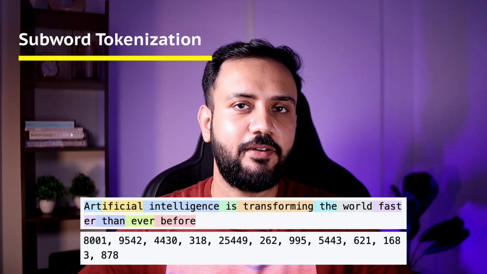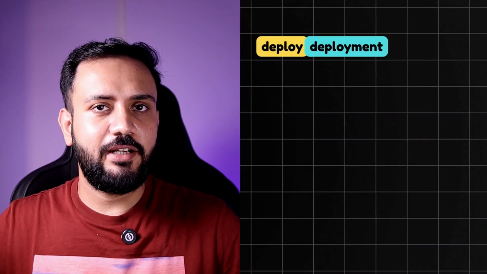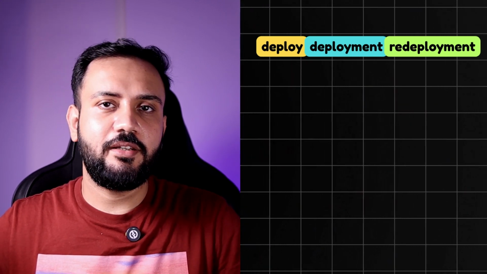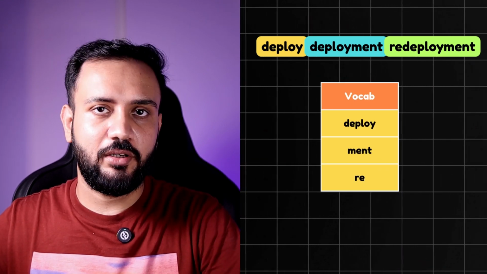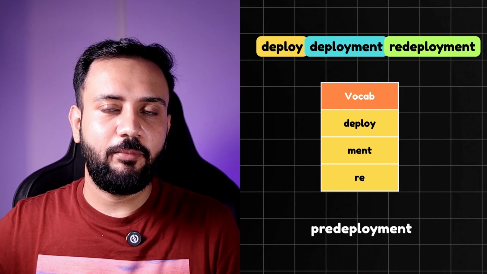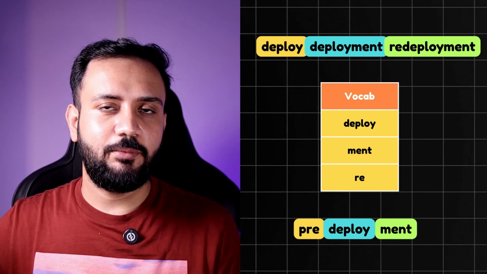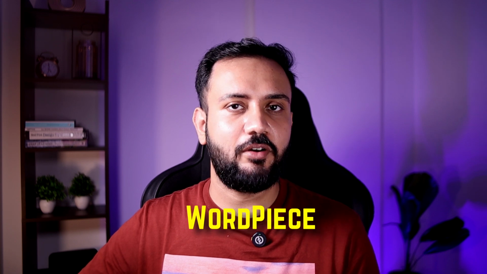They use something called subword tokenization. And the idea is simple. The frequent patterns stay together and the rare patterns get split. Let me show you this with an example. Let's take these three words: deploy, deployment, and redeployment. Instead of storing each word separately in the vocabulary, the tokenizer learns reusable building blocks. Deploy is one token, ment is another token, and re is another token. Now when it encounters a new word like pre-deployment, it simply breaks it into pre plus deploy plus ment. Now you see the beauty of this approach. We can represent words even if they don't exist in the vocabulary. And this is the foundation of modern tokenization methods like WordPiece or Byte Pair Encoding.